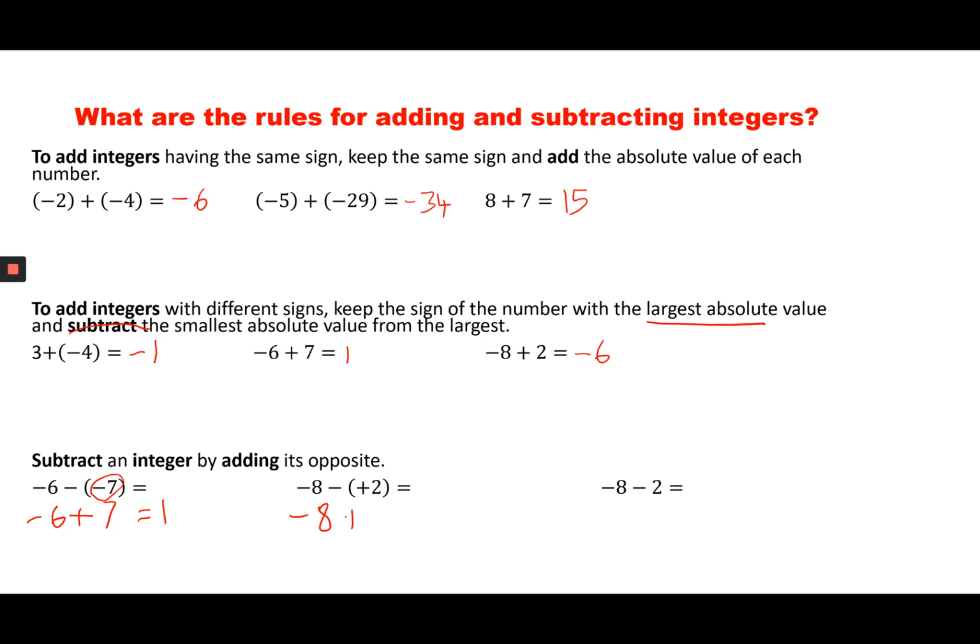Again, second example, -8. Subtraction means adding the opposite, right? -8 plus -2 is -10. This problem and the next one are actually exactly the same. So -8, this minus is going to be plus because subtraction means adding the opposite. -8 plus -2 is -10.